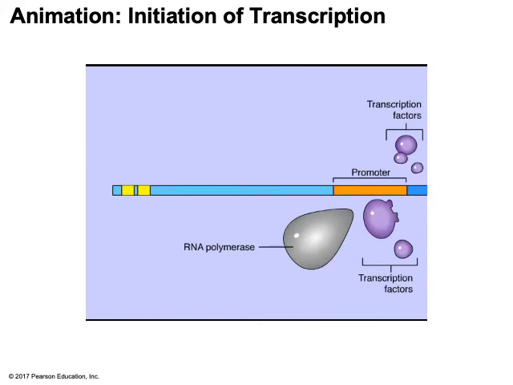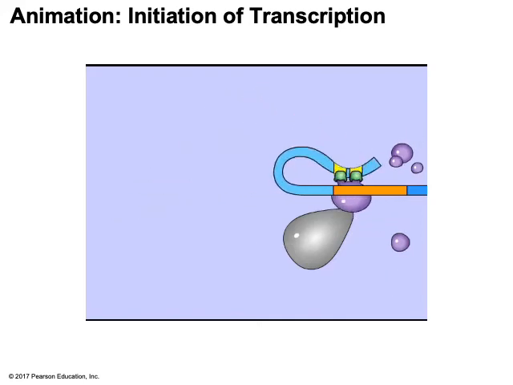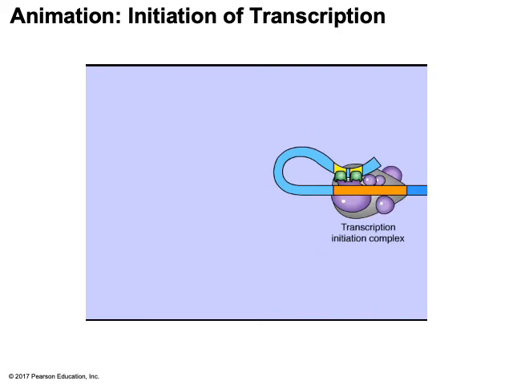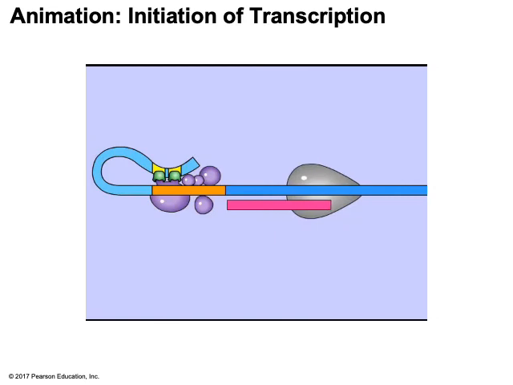Some transcription factors, called activators, bind to enhancer regions some distance from the gene. The DNA bends, bringing the activators closer to the gene, where the activators interact with other transcription factors and RNA polymerase to initiate transcription.